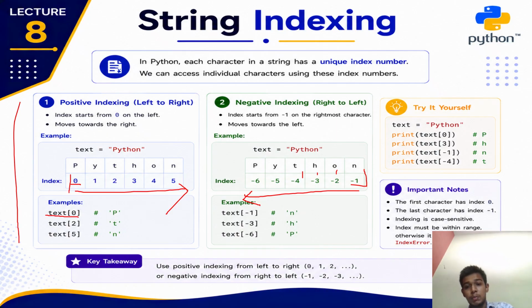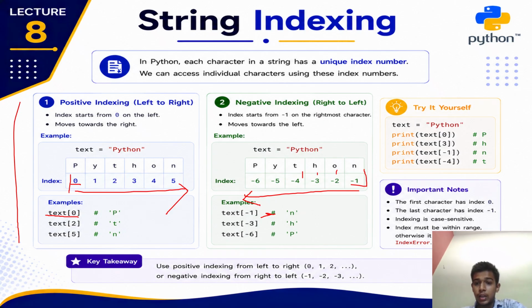Now let's see the examples. text[-1] will give you the output N because the last character is N. Similarly, text[-3] returns H, and text[-6] returns P, which is the first character. Negative indexing is very useful when you want to access characters from the end of a string.